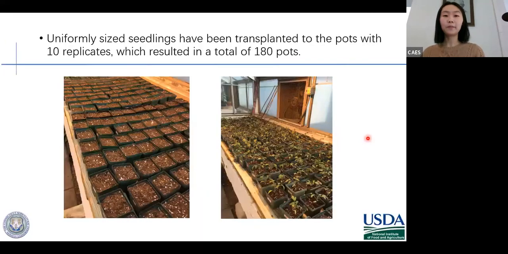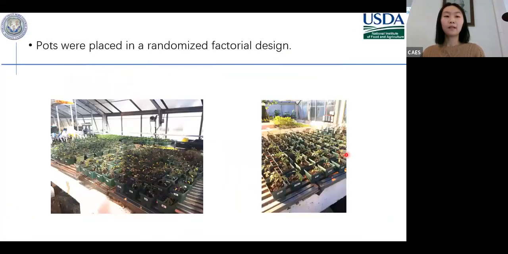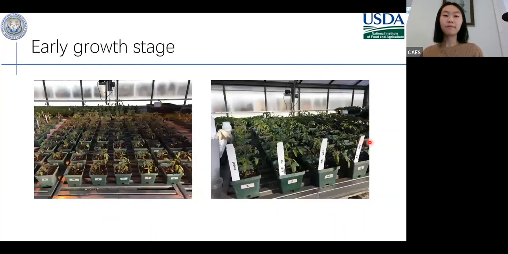So after all this, we prepared the treated soil and prepared all the seedlings and transferred the seedlings to the pots. The pots are placed in the greenhouse here in CAES in a randomized factorial design. So I'd like to share with you some, not some, but many images that I took during the experiment.